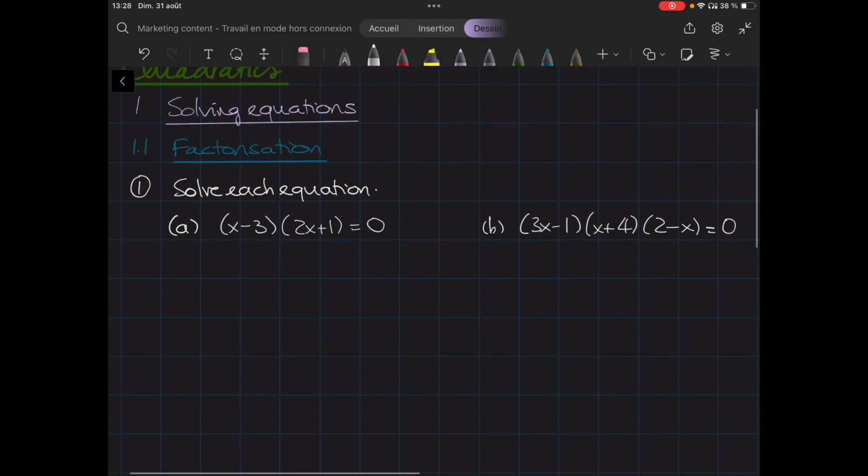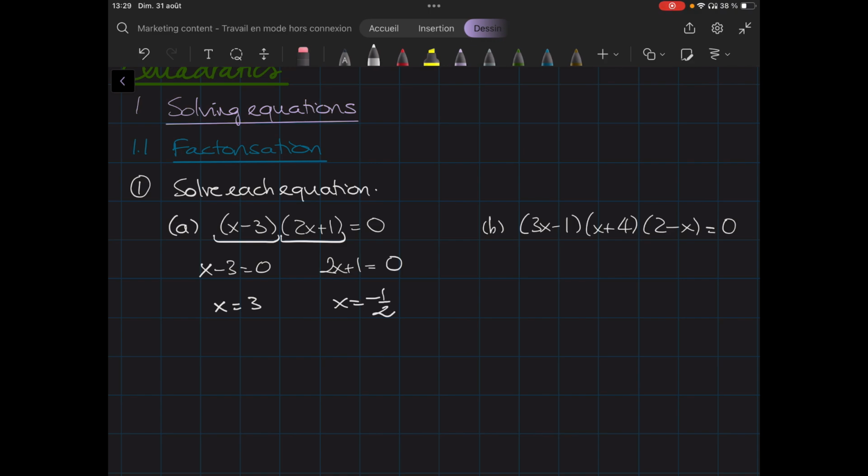In question 1, you are asked to solve each equation. We have a product of two factors. For the product to be 0, either the first factor is equal to 0 or the second factor is equal to 0. Therefore, we can solve for x.